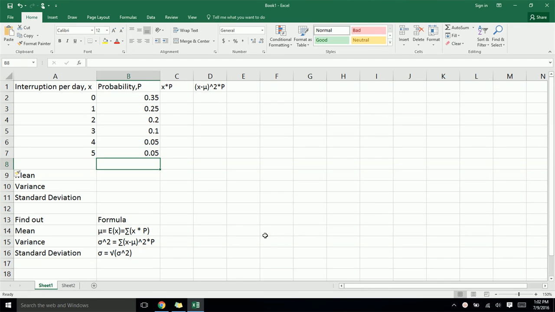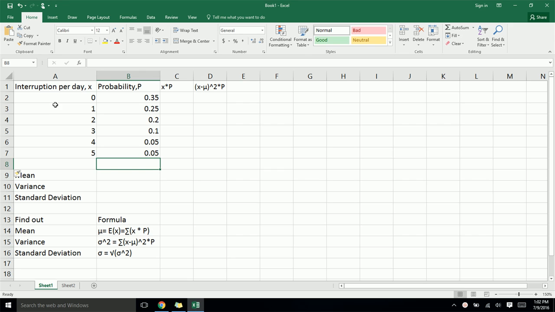Today we will learn how to calculate mean, variance and standard deviation of a discrete random variable in Excel. Now, a probability distribution for a discrete variable is a mutually exclusive list of all the possible numerical outcomes along with the probability of each outcome.